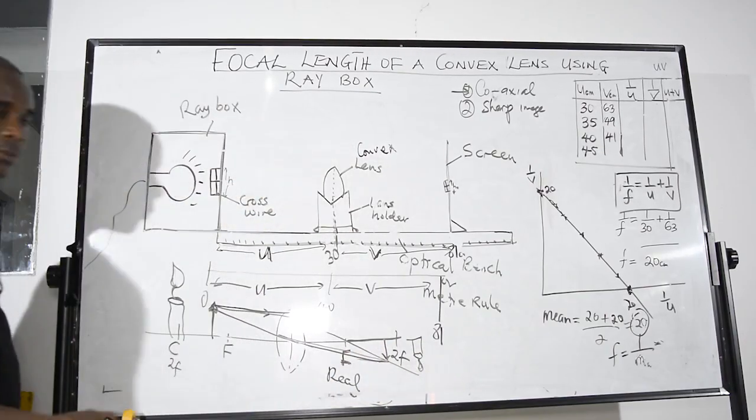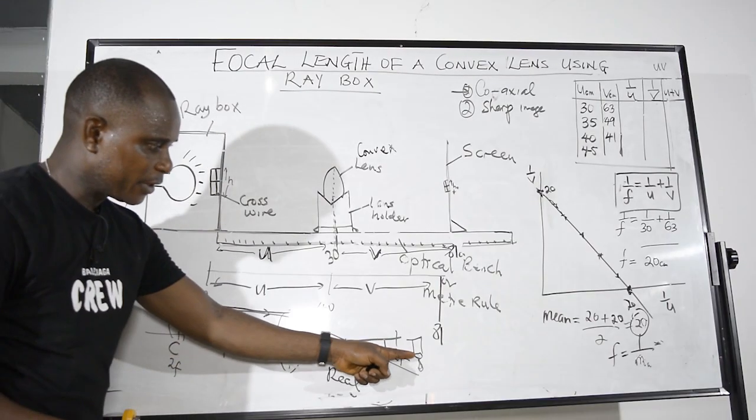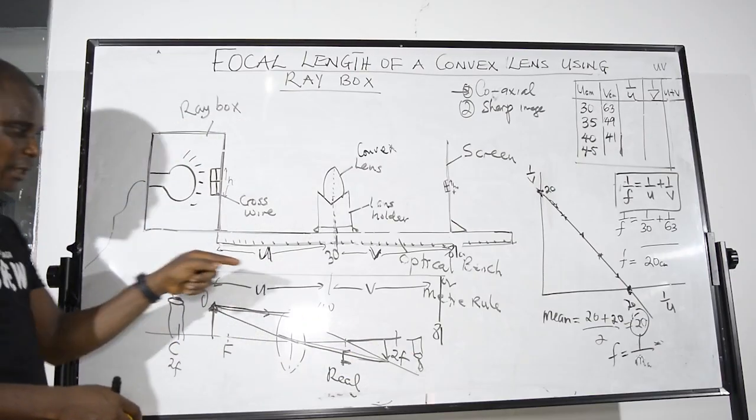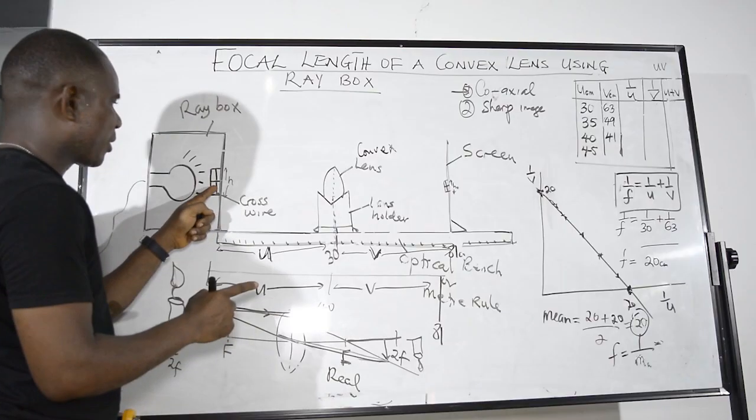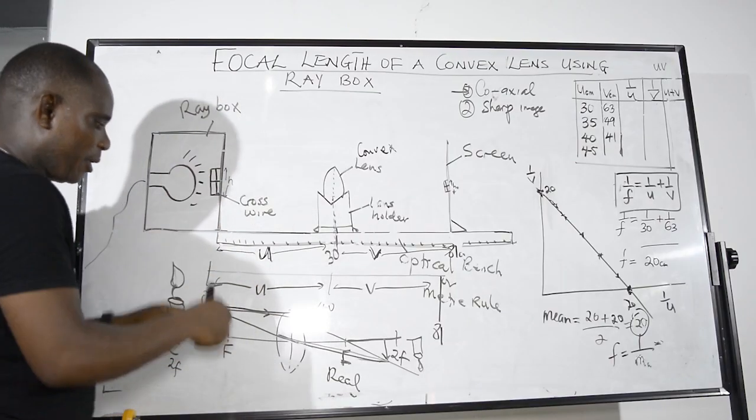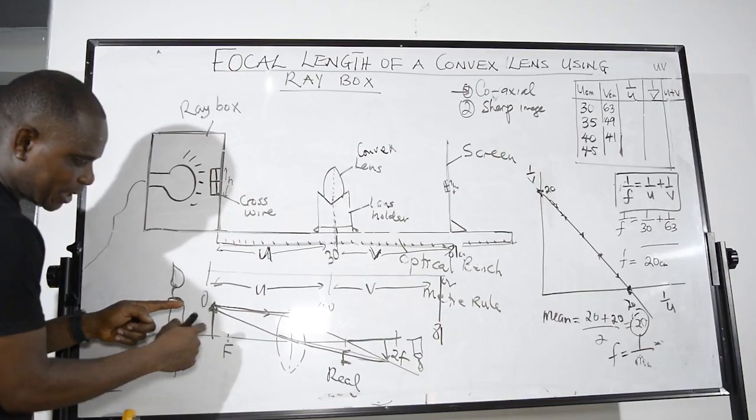So on the screen, the flame of the candle, which was upright there, now becomes upside down. You do not see the upside down nature of the cross wire, because the cross wire is already a vertical line. But this is what happens. So I've just used an example here.